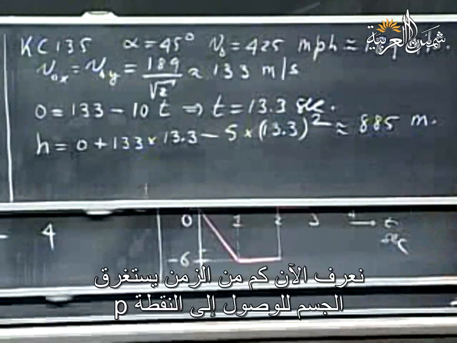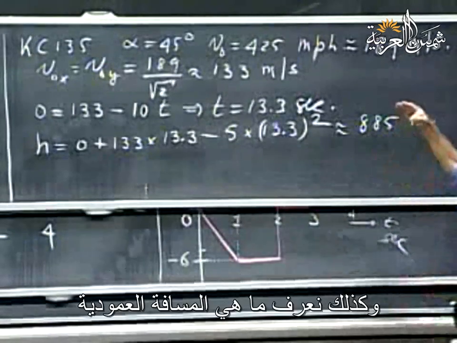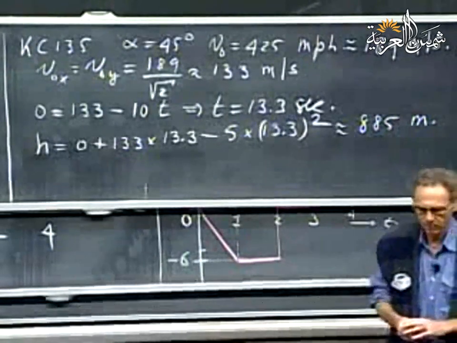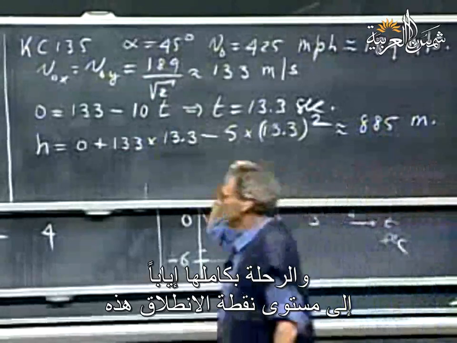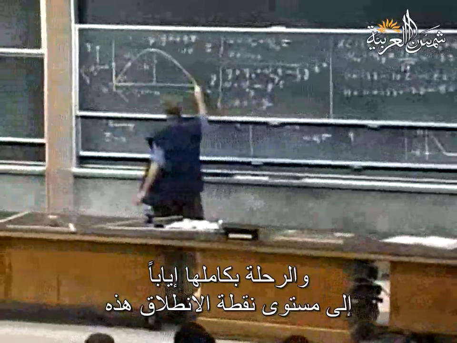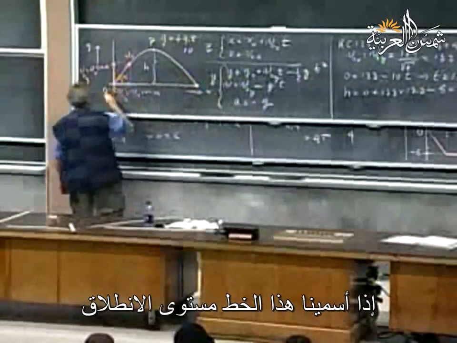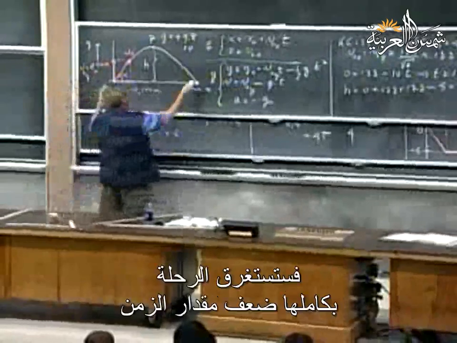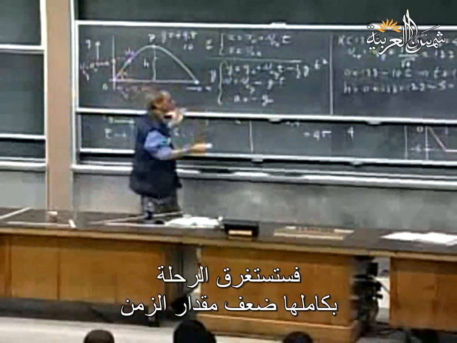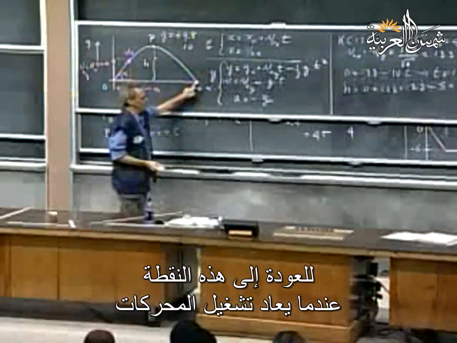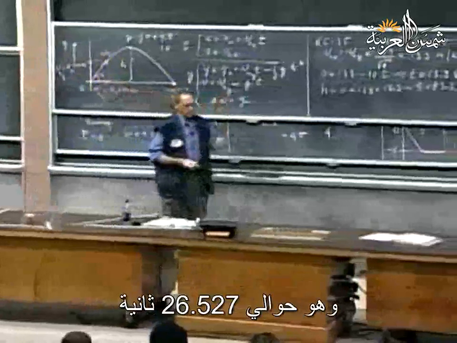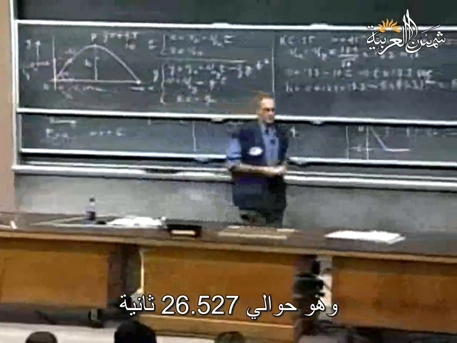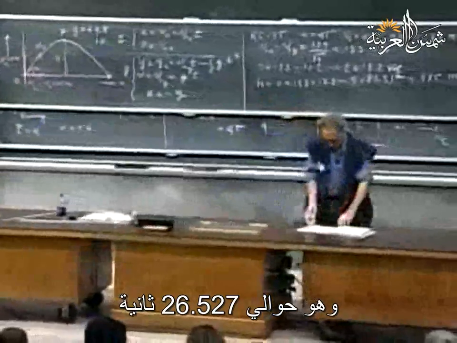So we know now how long it takes to reach P, and we know what the vertical distance is. And the whole trip back to this starting point, if we call this the starting altitude, this whole trip will take twice the amount of time. To get back to this point, when the engines are restarted, is about 26 and a half, 27 seconds.